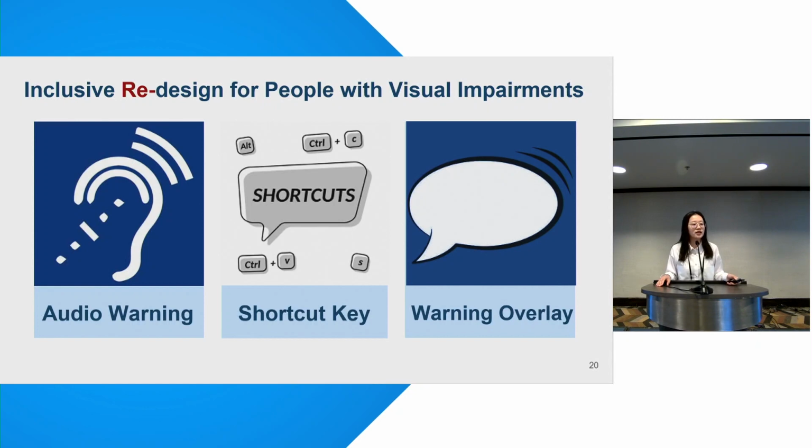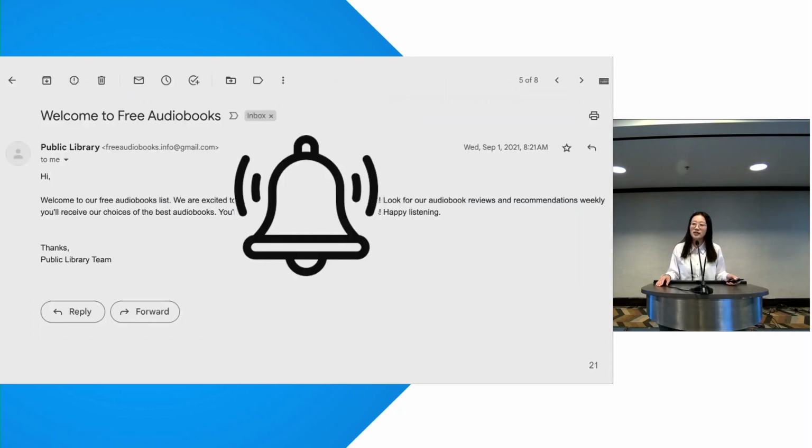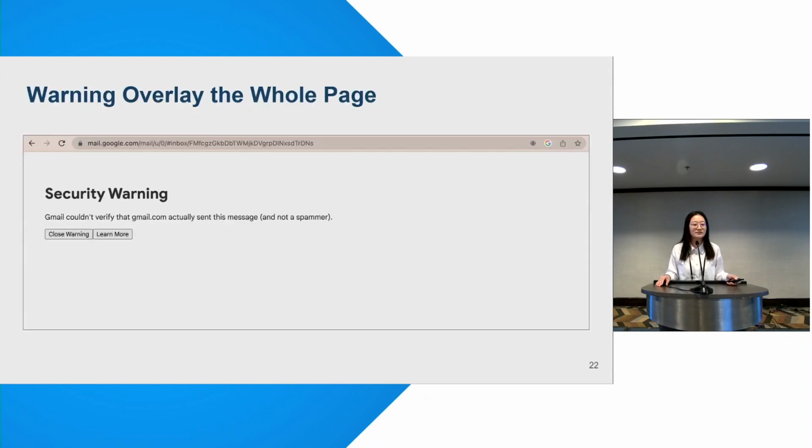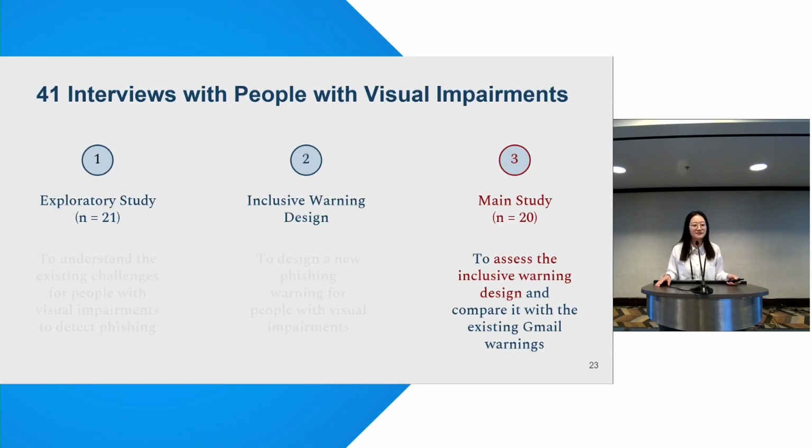Our final approach included an audio warning, a shortcut key to expand the warning, and ensuring the warnings cover the whole page. So in our inclusive design, participants will be alerted with a bell sound if an email contains a warning, and then they can press the shortcut key, Ctrl+1, to reveal the warning message. By overlaying the warning message on top of the email page, screen readers can easily locate the warning text for people with varying impairments.